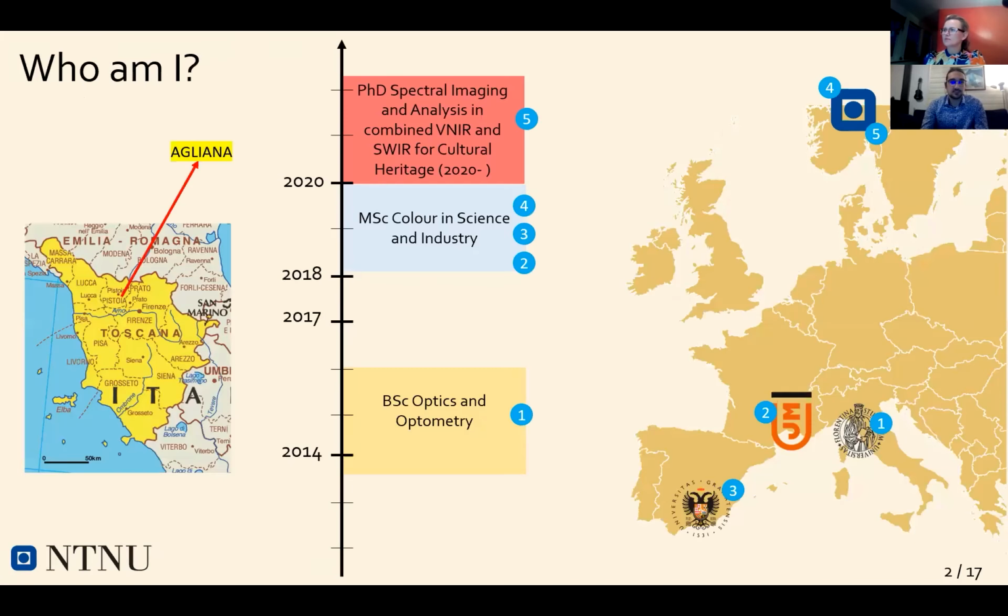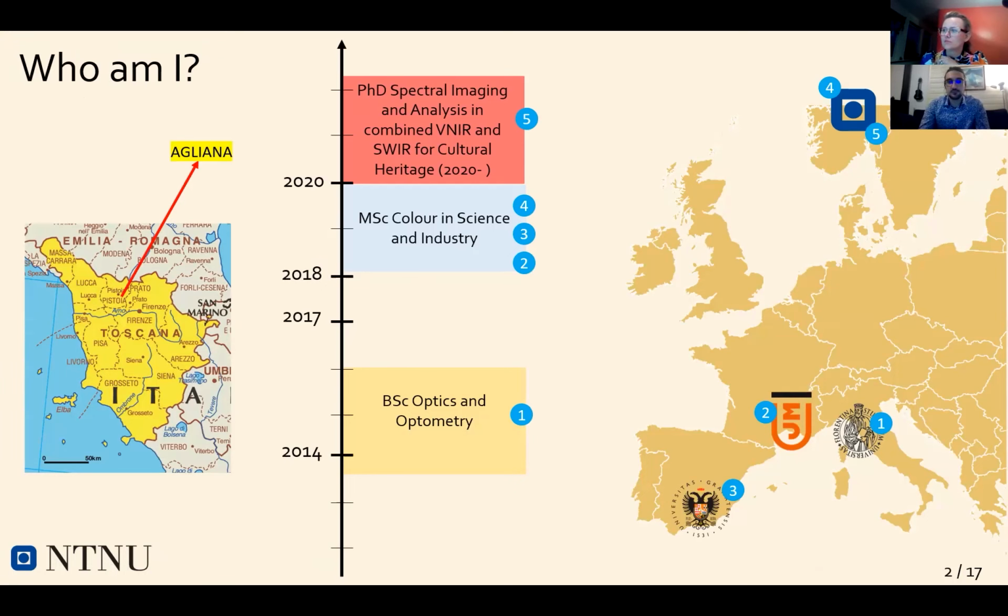So to start off, a little bit more about myself. I come from Agliana, which is a very small town in Tuscany, not too far from Florence, and also not too far from Carrara, which Eric mentioned. It's about an hour ride. And I've been studying in Florence for the start of my academic career with a bachelor in optics and optometry.